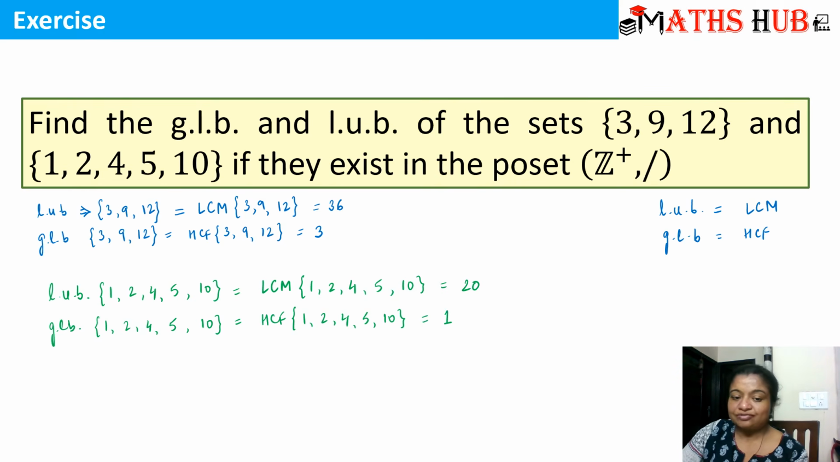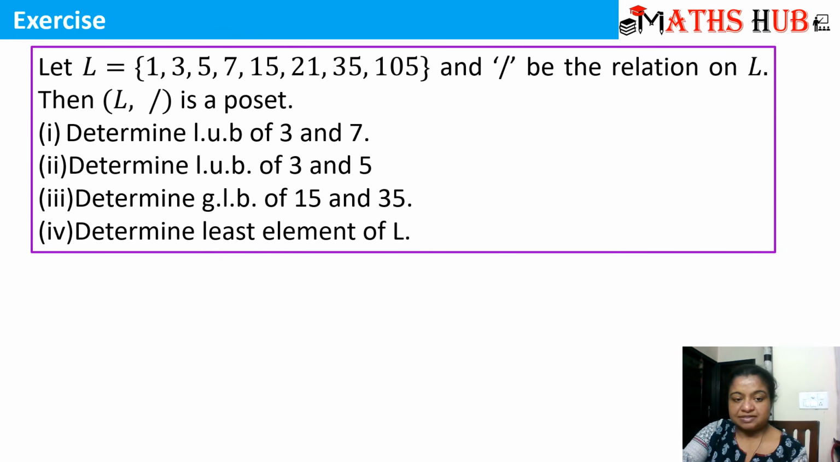Right? So without drawing the Hasse diagram, using the definitions in the previous table, we can calculate the LUB and the GLB of any particular subset. Right? So you can try this exercise also.